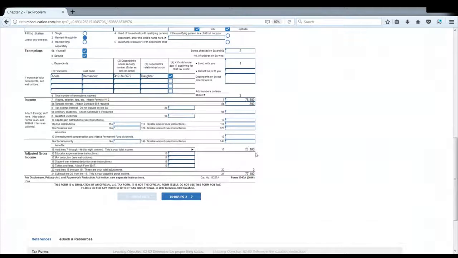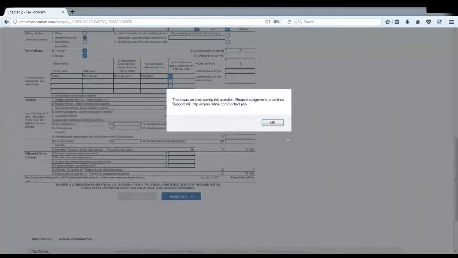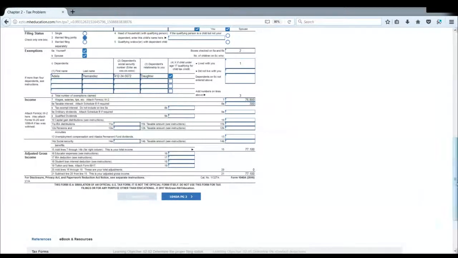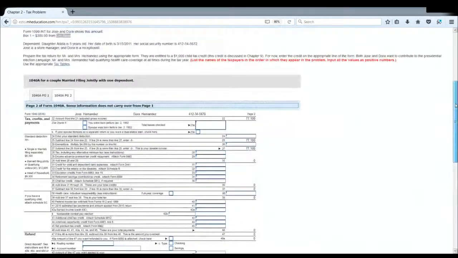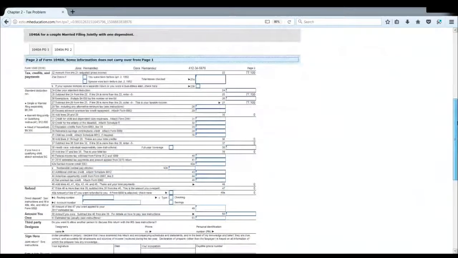So this is adding by itself. Man, I hope that doesn't happen to you guys. To start all over, reopen it. Yeah. Okay. So now this one. Page 2. Let's see.